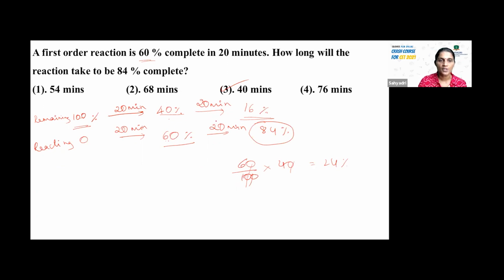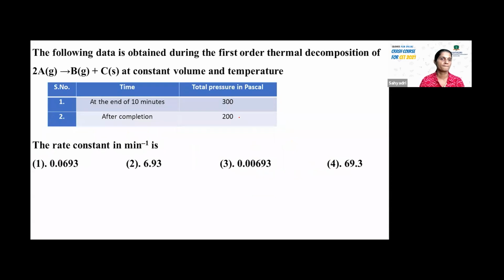Now, coming back to this. Next 20 minutes, 60% of this will react. So 60% of 40 is what? 24%. 60 plus 24 becomes 84%. So 84% will be completed within next 20. 20 plus 20 becomes 40 minutes. So this is another method. Okay, next question.